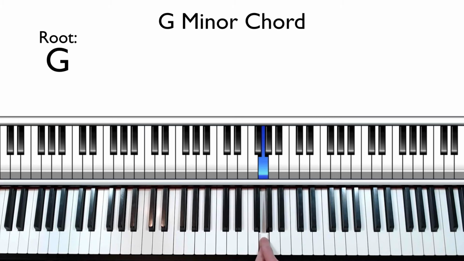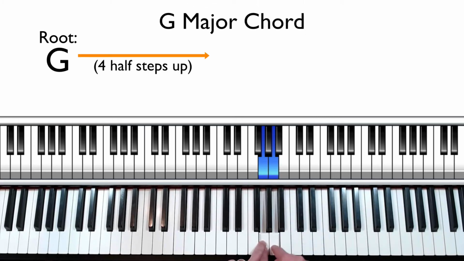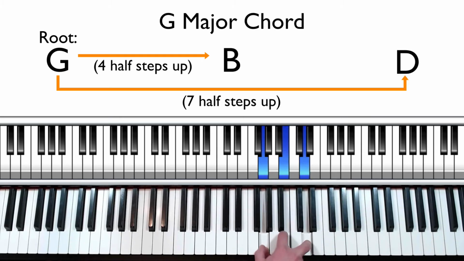So we have the G, and let's make a major chord first. So we count up 4, 1, 2, 3, 4 half steps, and then 5, 6, 7 half steps. So here's our G major chord. Now let's take the note that was 4 half steps up, and instead of playing this, let's move it down a half step.